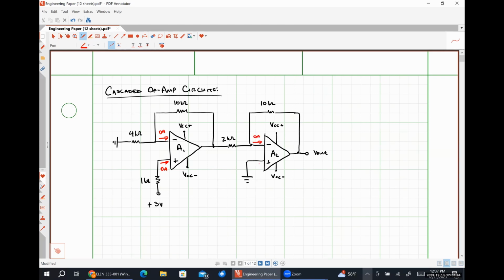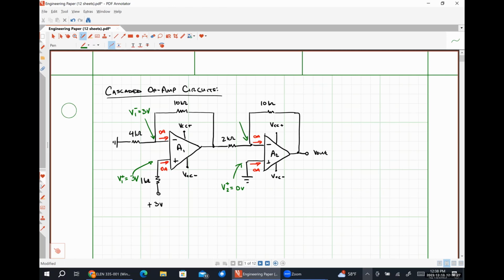This current is 0 amps. This current is 0 amps. We can see by inspection that the voltage present at the non-inverting input terminal of op-amp 1 is going to be 3 volts, which means the voltage at the inverting input terminal of op-amp 1 is also going to be 3 volts. The voltage at the non-inverting input terminal of op-amp 2 is 0 volts.